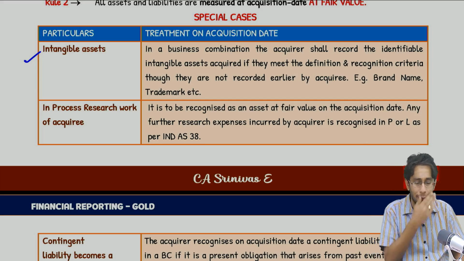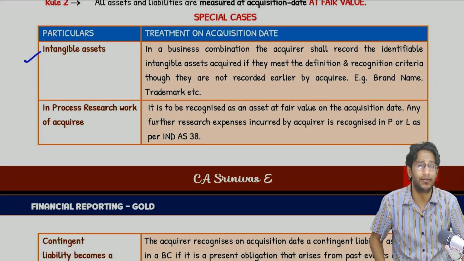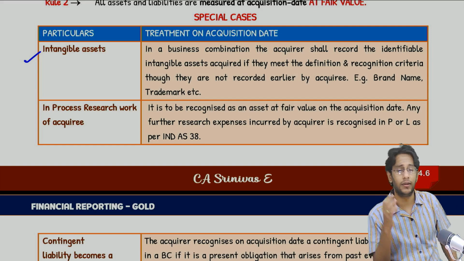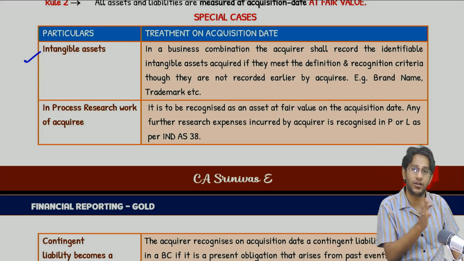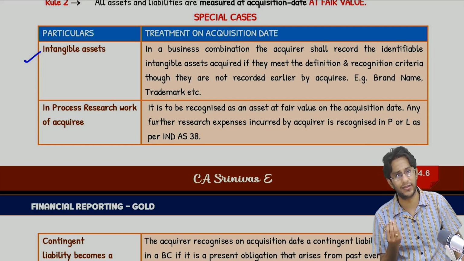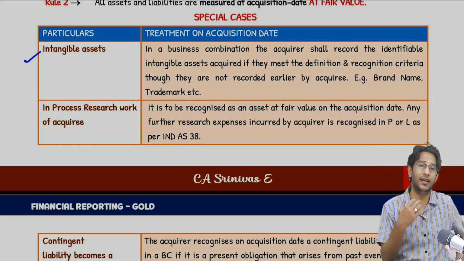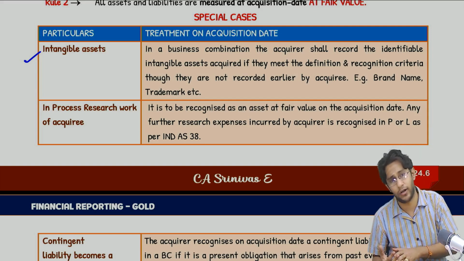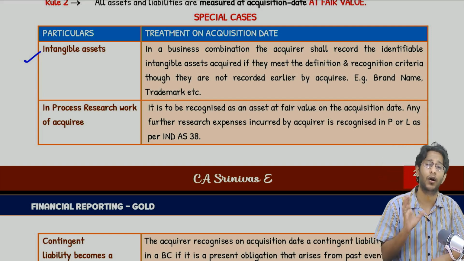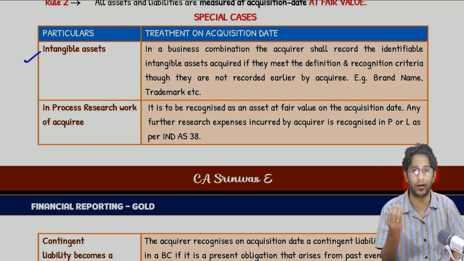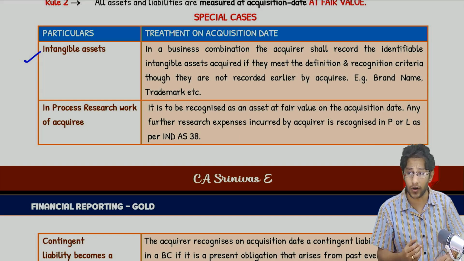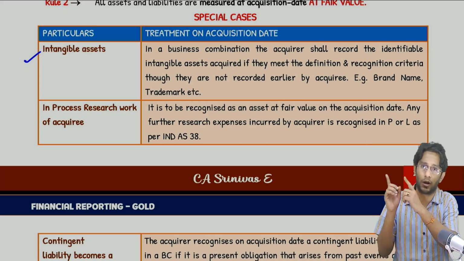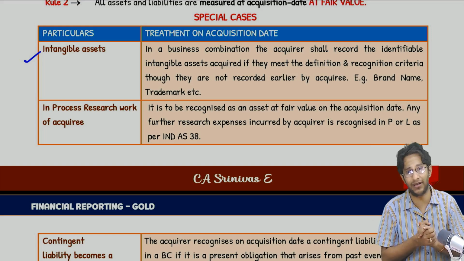The standard says, even if the selling entity has not recognized certain assets because the recognition criteria were not satisfied, the purchasing company can still recognize such assets at fair value, provided the recognition criteria is satisfied. It does not matter whether the selling company has actually recognized such assets in their books or not. It's all about whether you satisfy the recognition criteria. If you have satisfied the recognition criteria of an intangible asset, then definitely you can recognize the intangible asset at fair value. You have taken over, control is obtained, future economic benefits are there, that is enough. You have passed the recognition criteria.